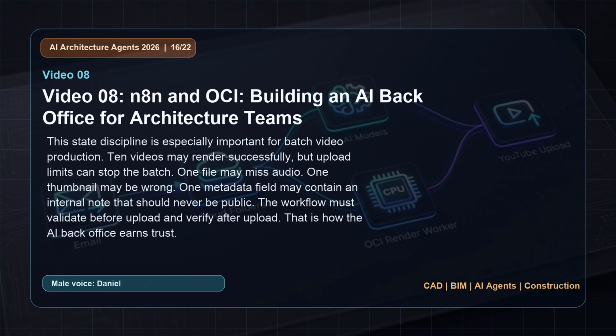This state discipline is especially important for batch video production. 10 videos may render successfully, but upload limits can stop the batch. One file may miss audio. One thumbnail may be wrong. One metadata field may contain an internal note that should never be public. The workflow must validate before upload and verify after upload. That is how the AI backoffice earns trust.